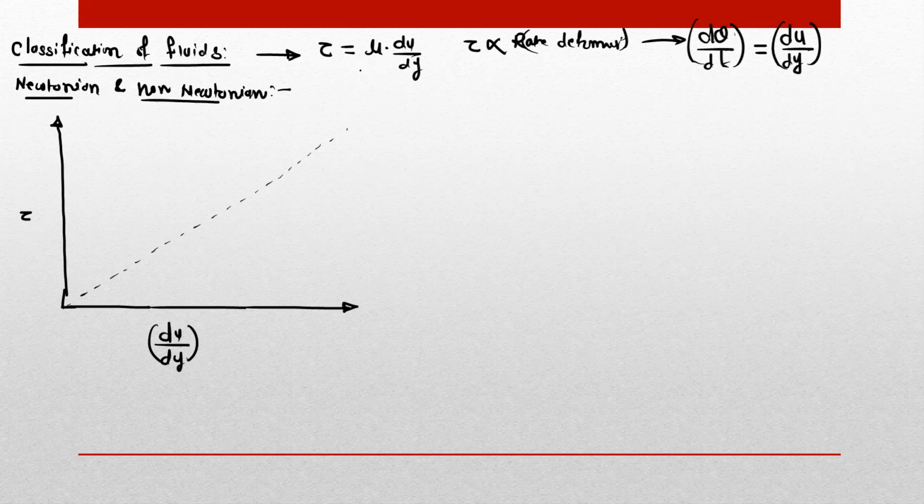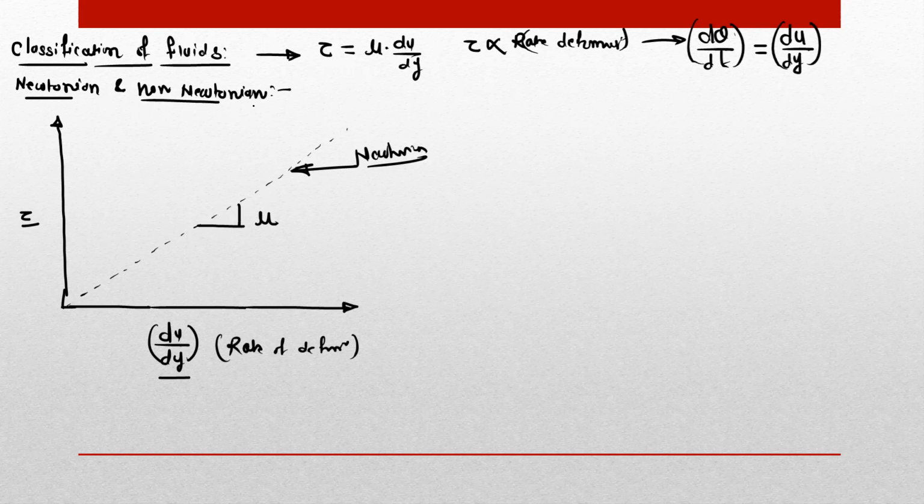Fluids which obey this law are called Newtonian fluids. If you draw the graph of shear stress versus the velocity gradient, or the rate of deformation, then for the Newtonian fluid we get a straight line graph. The slope of this line is the dynamic viscosity, the constant mu.